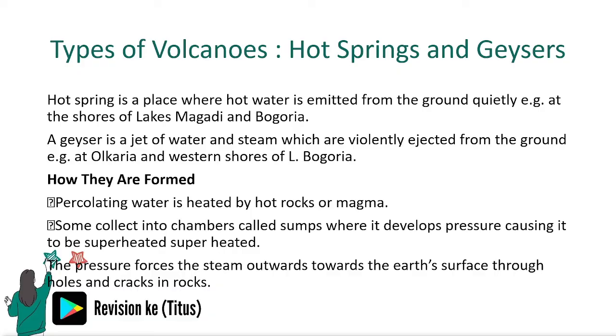We also have hot springs and geysers. A hot spring is a place where hot water is emitted from the ground quietly. These are the shores of Lake Magadi and Bogoria in Kenya. A geyser is a jet of water and steam which are violently ejected from the ground. This is seen in Olkaria and the western shores of Bogoria.